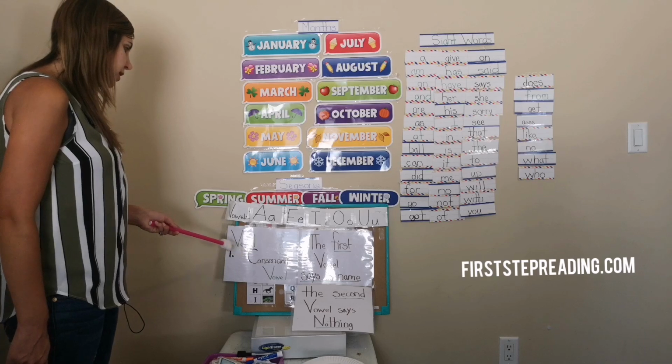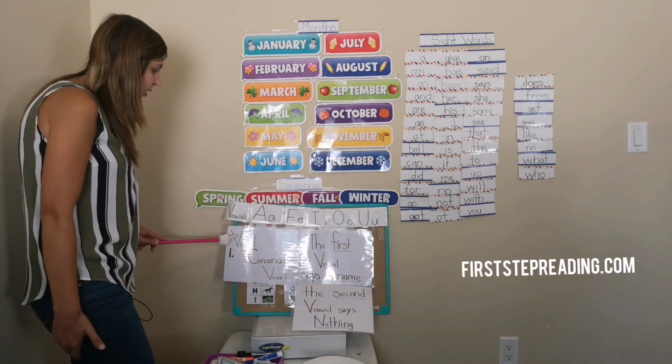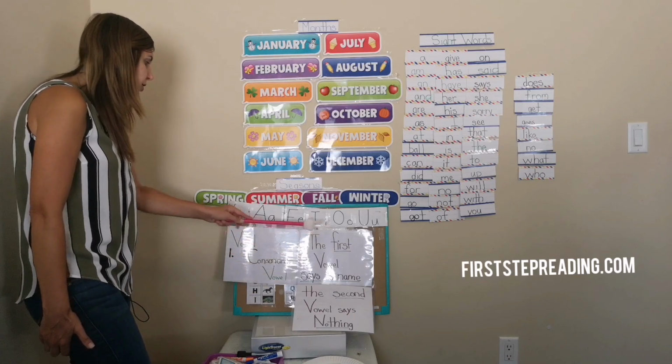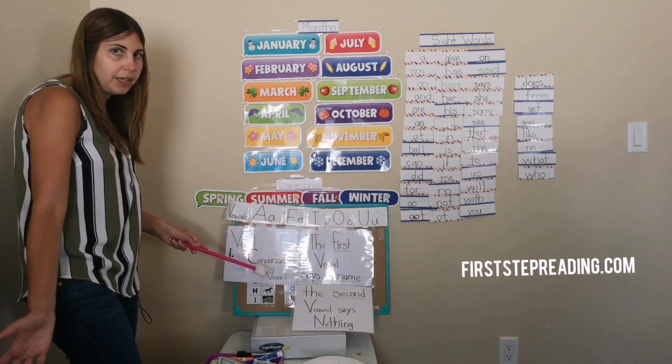So let's sing this one. And when we say the vowel says its name, we're going to say U. Vowel, consonant, vowel, vowel, consonant, vowel. The first vowel says its name, U. The second vowel says nothing.